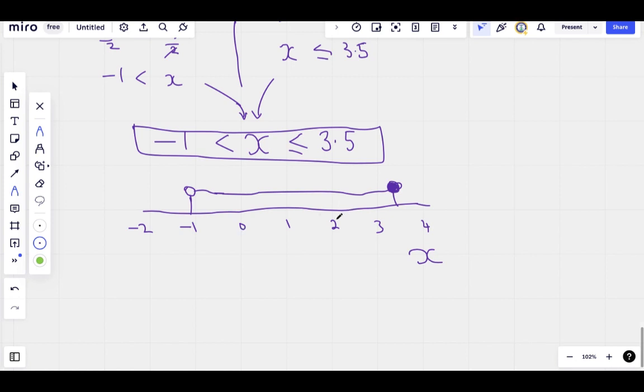So this is the number line for this inequality. It's how to show it in a number line for this inequality. 3.5 is here, between 3 and 4, halfway between 3 and 4. That's where you have 3.5. Okay, so that's that for this question. Let's take another question.